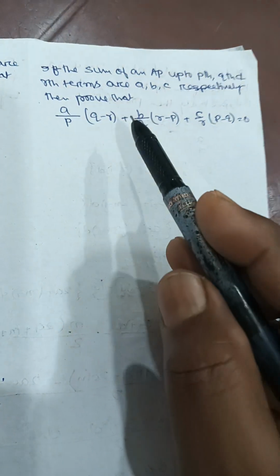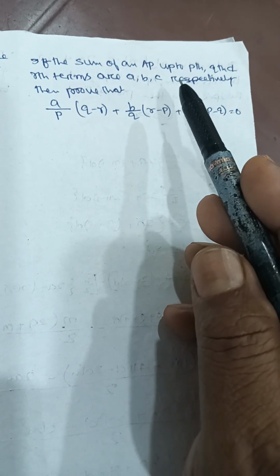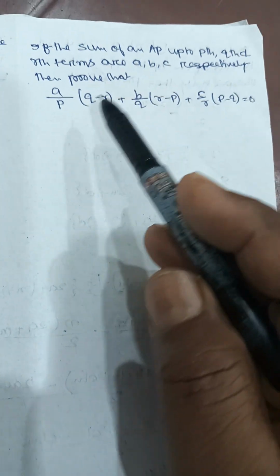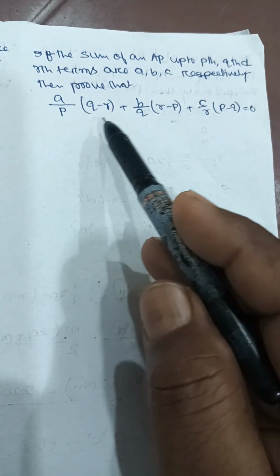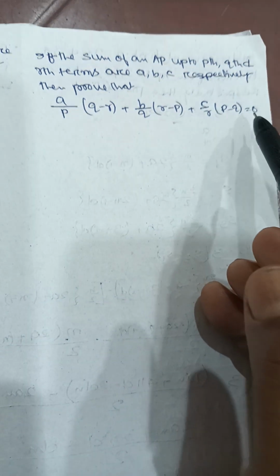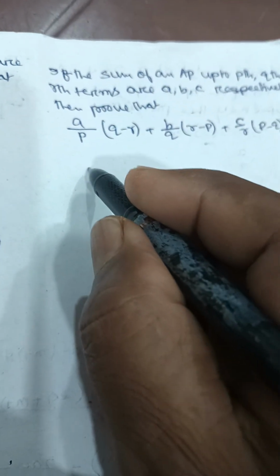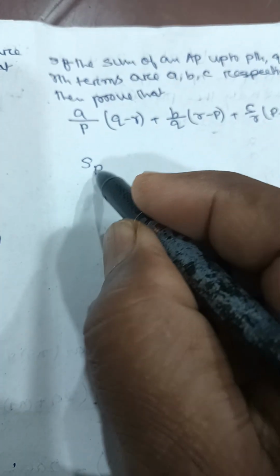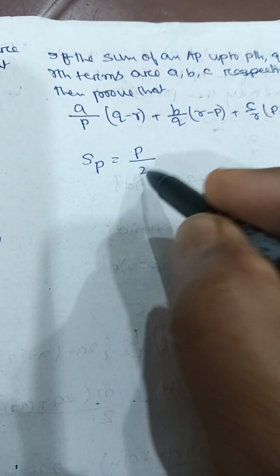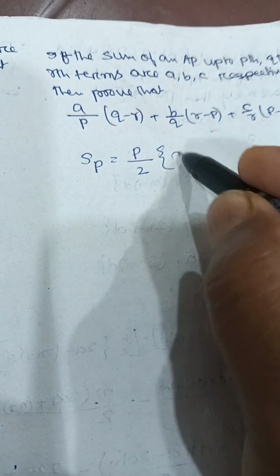Question: if the sum of an AP up to the pth term, qth term and rth term are respectively A, B, C, prove that A by P into (Q minus R) plus B by Q into (R minus P) plus C by R into (P minus Q) equals 0. Sum of the pth term, you write Sp equal to, we know, P by 2 into twice A.